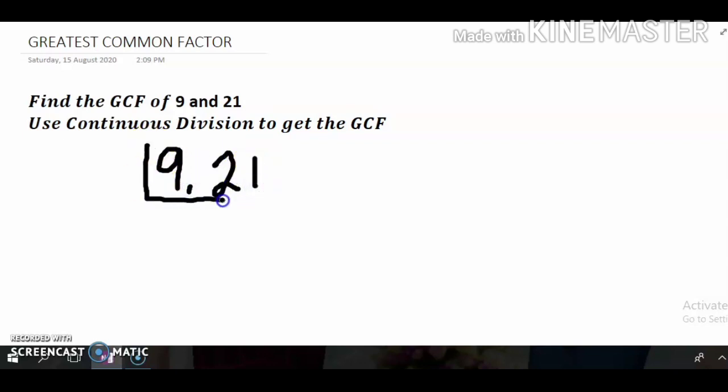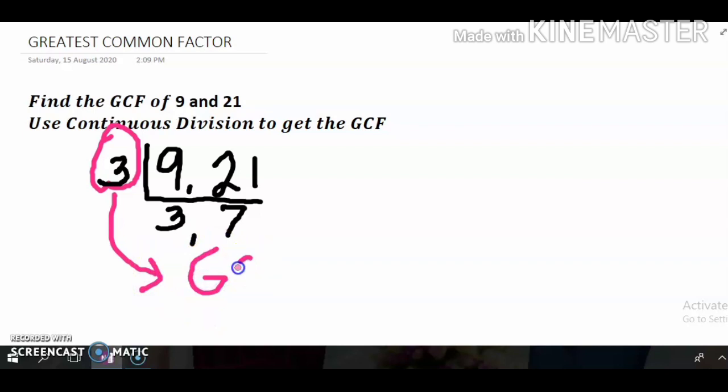Then, isip kayo ng number na divisible sa 9 and 21. So, okay, 3. Then divide. 9 divided by 3 is 3, and 21 divided by 3 ay 7. Okay, so may naiisip pa ba kayong number na pwedeng i-divide sa 3 and 7? Okay, so kung wala na, ibig sabihin yan, yung 3, siya na ang ating GCF. So, ganun lang kasimple. 3 is now the GCF of 9 and 21.